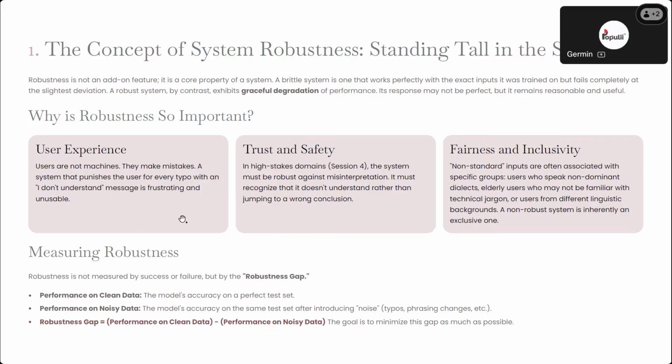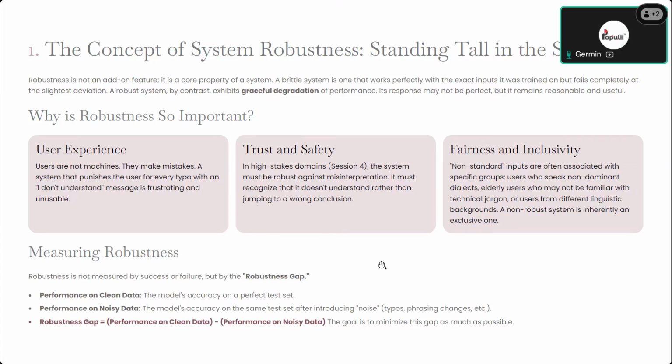Okay. Next, let's talk about trust and safety, especially in high stakes domains like we discussed in session 4. A robust system must be able to recognize when it doesn't understand something and stop rather than guessing. Because in sensitive areas like medicine or finance, a wrong guess is not just a small mistake, it can be dangerous. So, robustness here means knowing your limits, being smart enough to say, "I'm not sure," instead of giving confident but wrong answers.